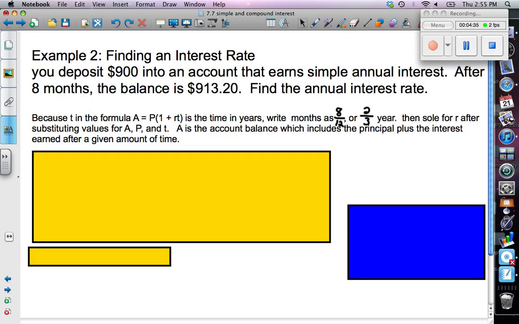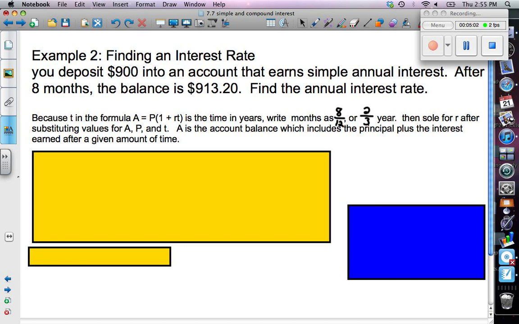So example 2, what if you had to find the interest rate? So we're no longer just looking for the interest, we want to know the interest rate, which is R. So suppose you deposit $900 into an account that earns simple annual interest. After 8 months, the balance is $913.20. So that's our ending balance. Find the annual interest rate.